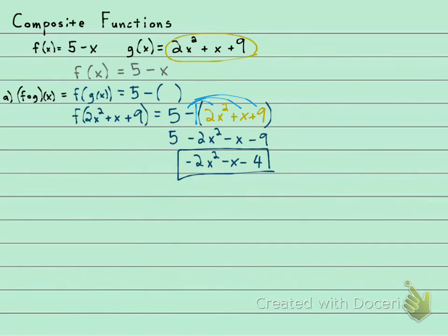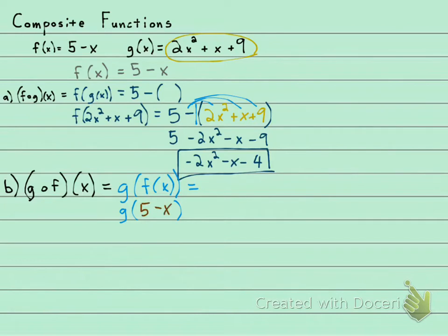Now, the second part is going to ask us for the g of f of x. First I'll write it as the g of f of x, which means I need the g function, and I'm going to plug the f of x into the g function. So it's the g of, and what's f of x? It's up there at the top, 5 minus x. So it's the g of 5 minus x.